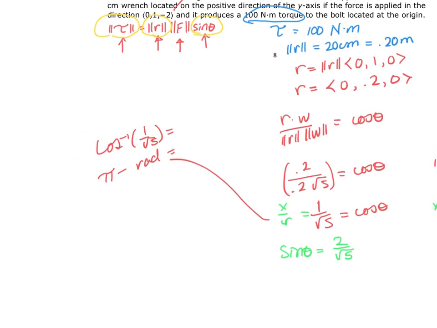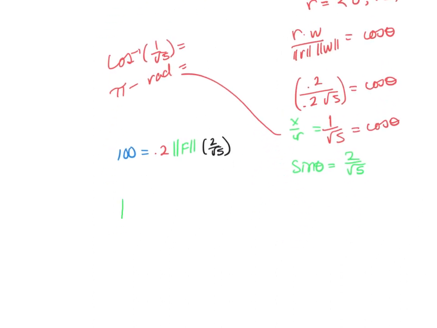So, putting all of the pieces together, my tau is 100. It is going to be equal to my magnitude of r, which is 0.2, multiplied by my magnitude of F, multiplied by the ratio, because the sine of theta is a ratio, of 2 divided by the square root of 5. So my final answer, F, is going to be equal to 559.017 newtons. And that's my final answer.